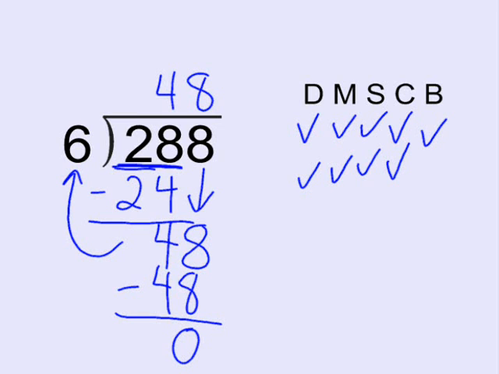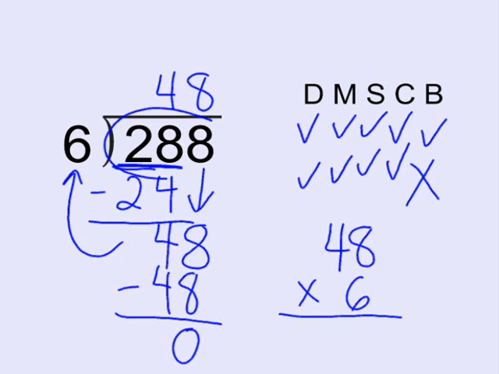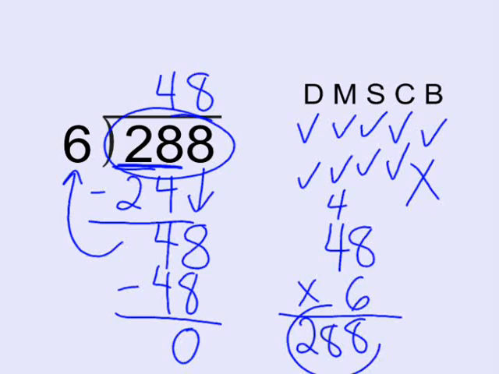There's nothing left to bring down, so I can put my X on the bring down column. I have to check my work. I want to make sure I got it right. 48 times 6 should equal 288. 8 times 6 is 48. 6 times 4 is 24, plus 4 is 28. Oops. Yes, that's correct.